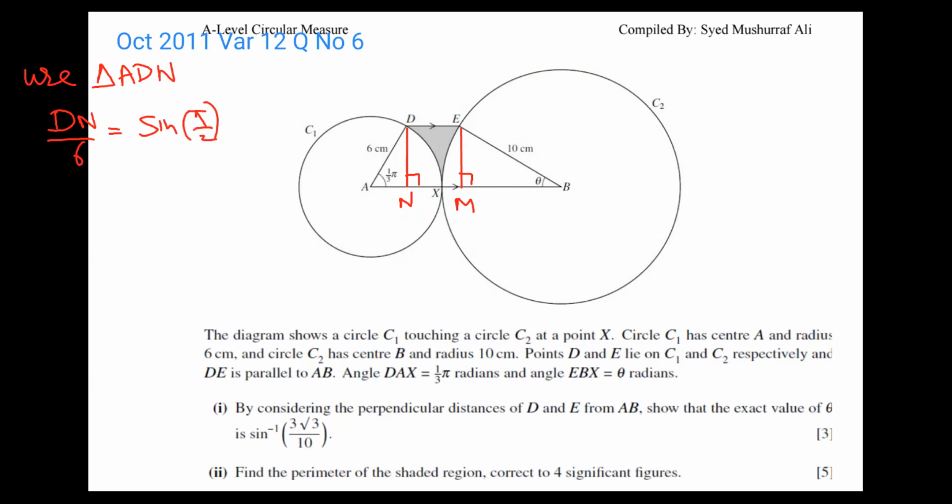Sine pi by 3, you know it, is sine 60 degrees, which actually equals root 3 by 2. So 6 multiplied by root 3 by 2 gives 3 root 3 centimeters. So the DN gap is 3 root 3. Similarly, the EM gap is also 3 root 3. So we got it.